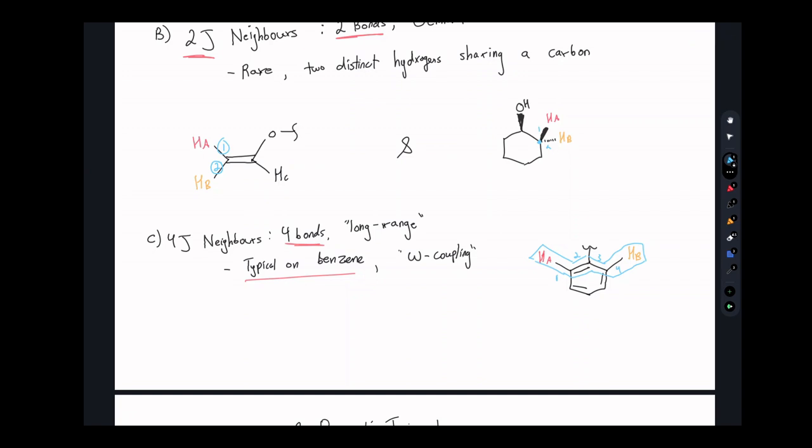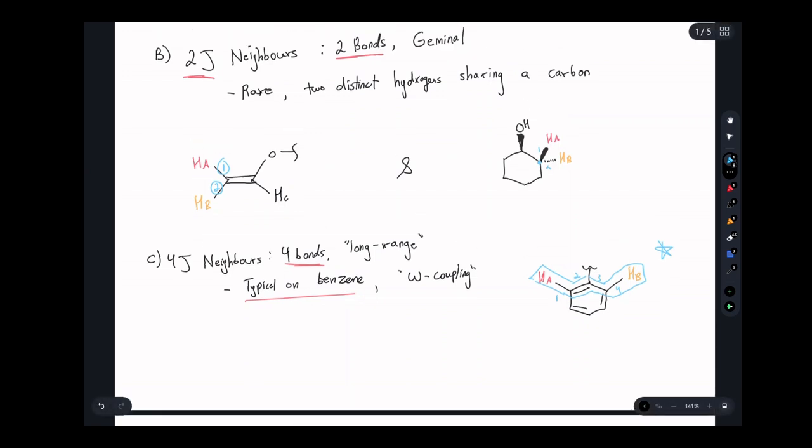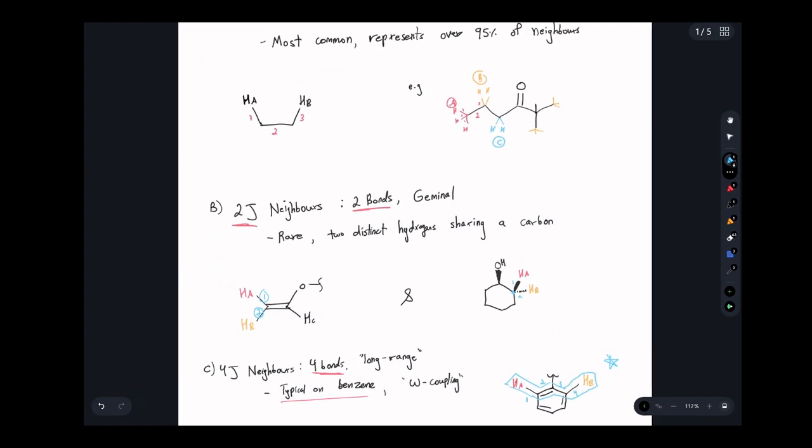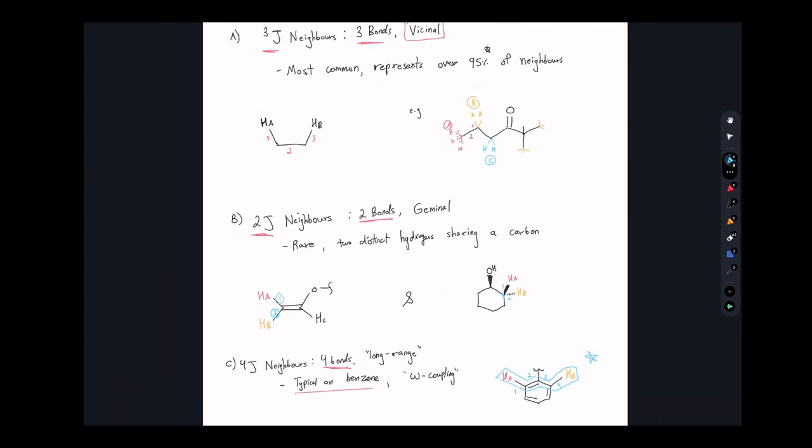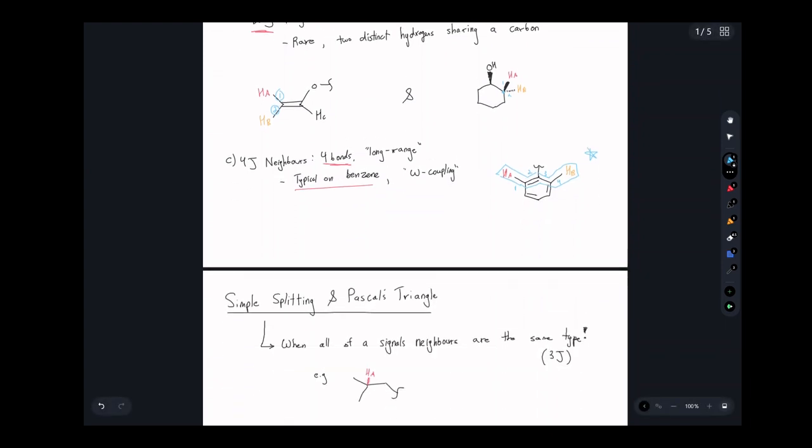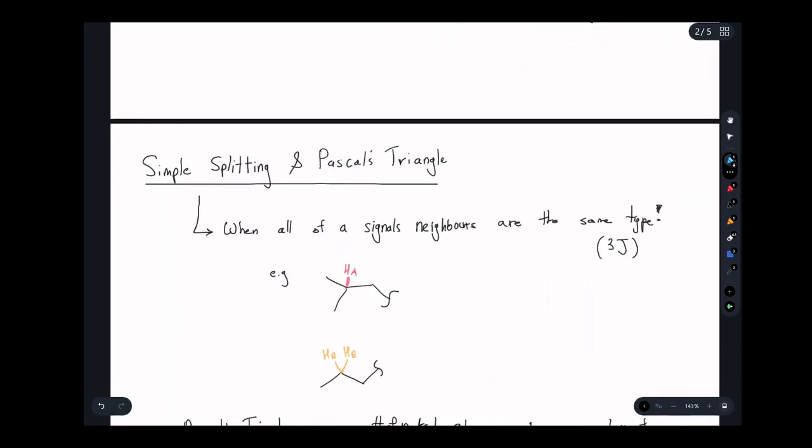While there are situations that this occurs outside of the context of benzene, this is really the situation you should be aware of when initially learning the material. Great. So in total, we have 3 different types of neighbors, 3J being the most common, 2J and 4J being rarer, but they're really defined by their distances. So what does this actually lead to?